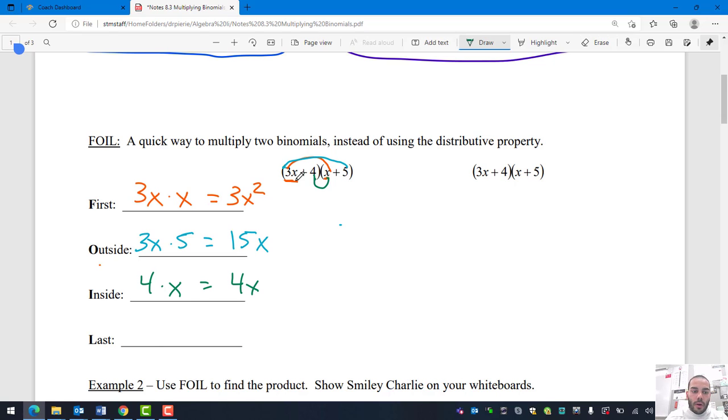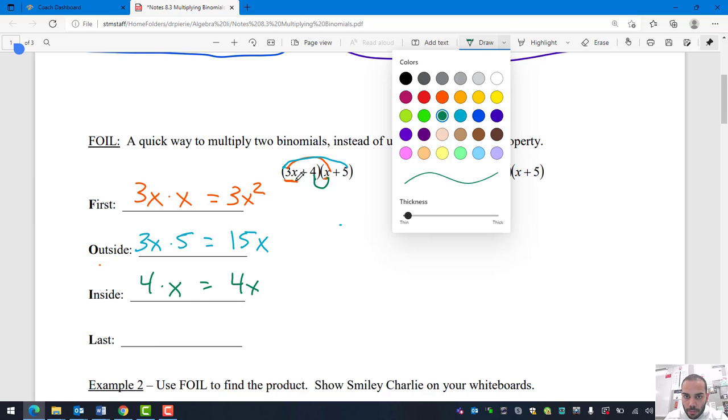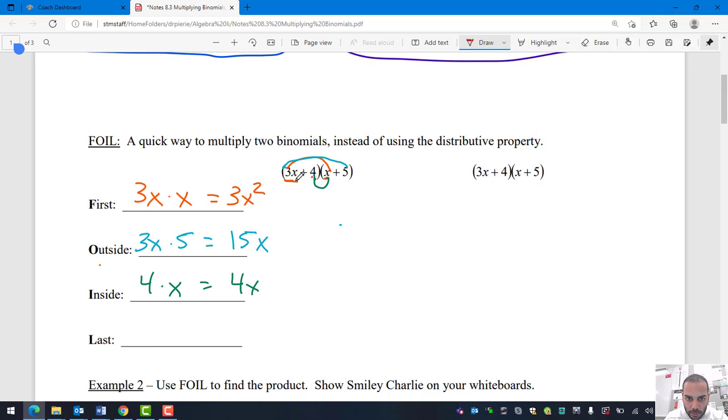FOIL: F stands for first, O stands for outside, I stands for inside, and L stands for last, the last term in each binomial. The last term in the first expression is 4, and the last term in the second is 5. So I'll have 4 times 5, and that'll give me 20. Now that I have all of these individual pieces, I can squeeze them together to write one expression in standard form.